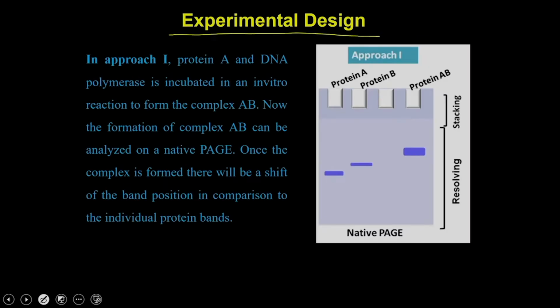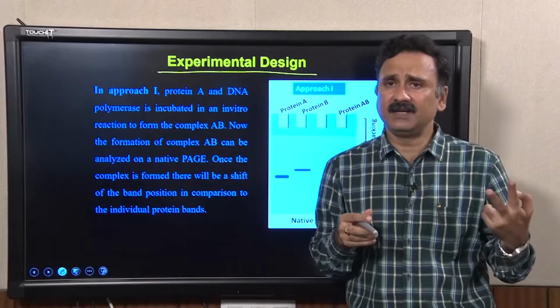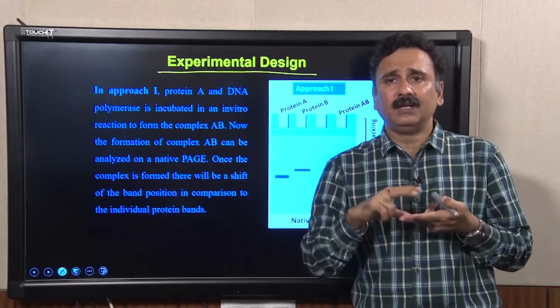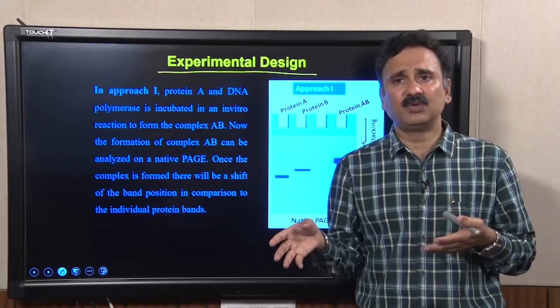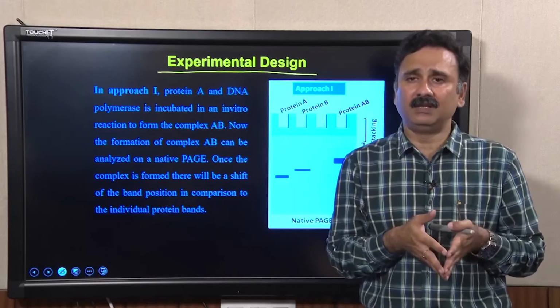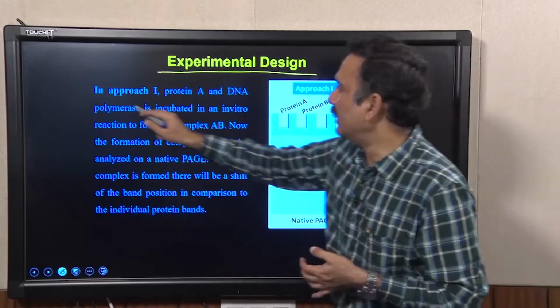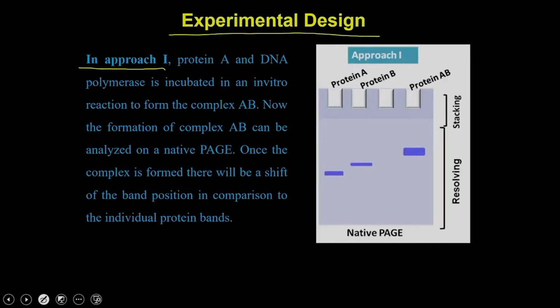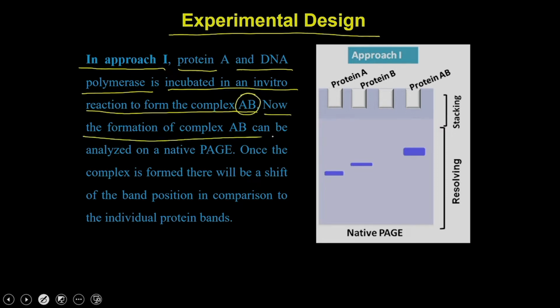In the experimental design, we can design two different types of experiments depending on the infrastructure and the resources you have in your laboratory. So, in approach 1, or experimental design 1, you can take protein A and the DNA polymerase, clone them separately, and then incubate them in an in vitro reaction to form the complex of A and DNA polymerase. Now, the formation of the complex AB can be analyzed on a native PAGE.